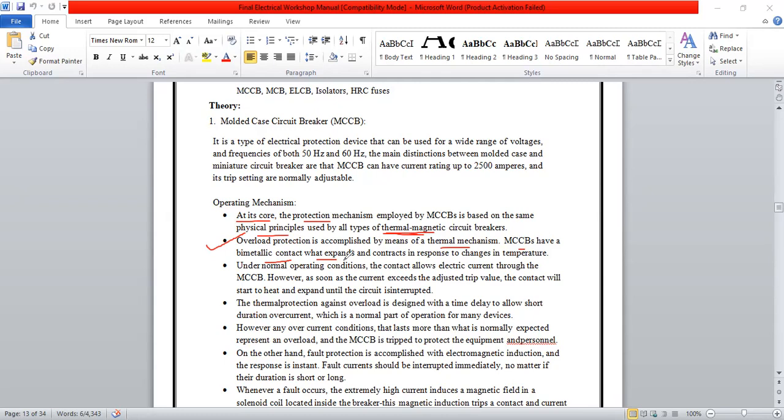However, as soon as the current exceeds the adjusted trip value, that means, as in the example I just gave, if the current increases or exceeds it, then the contact will start to heat and expand until the circuit is interrupted. Until the circuit is interrupted, it will keep heating as well as expanding.